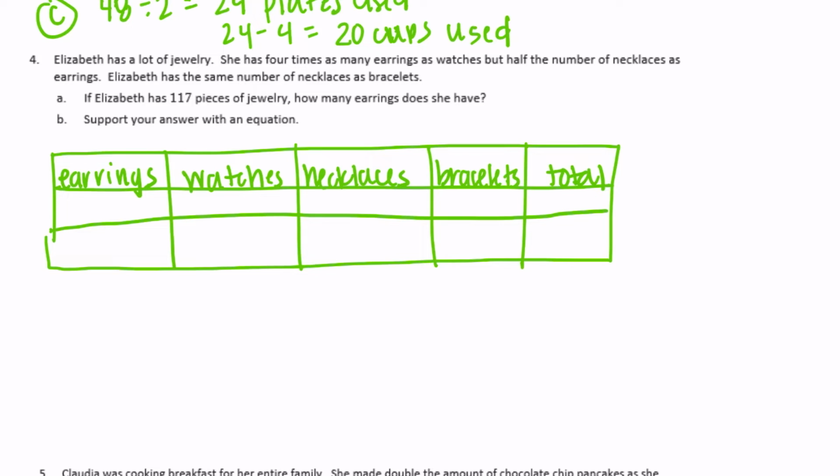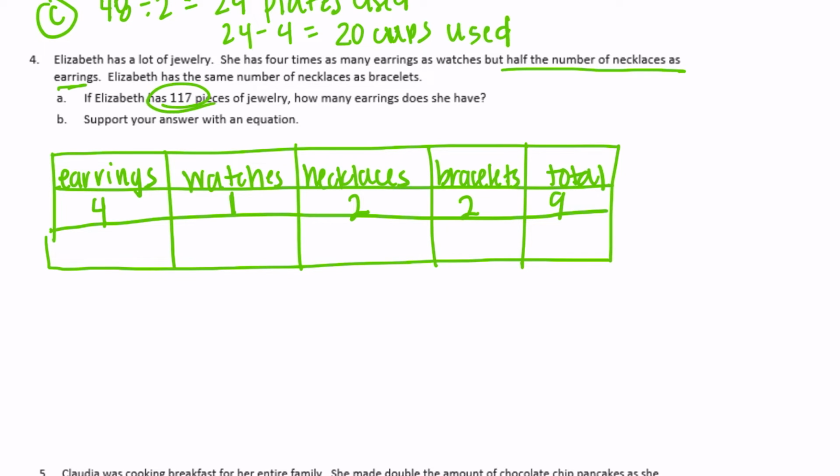Okay, she has 4 times as many earrings as watches. So I'm going to start with 4 times as many earrings as watches. For every 4 earrings, 1 watch. But half the number of necklaces as earrings. So then it gives us half as many necklaces as earrings. So half of 4 would be 2. And she has the same number of necklaces as bracelets. So whatever necklaces is going to be the same as bracelets. So necklaces is 2, bracelets is also 2. So our total, 4 plus 1 is 5, plus 2 is 7, plus 2 is 9.